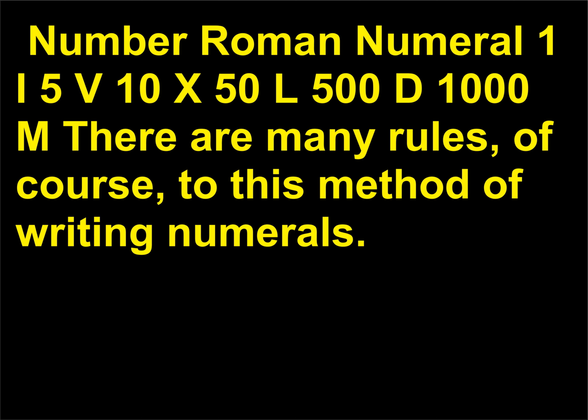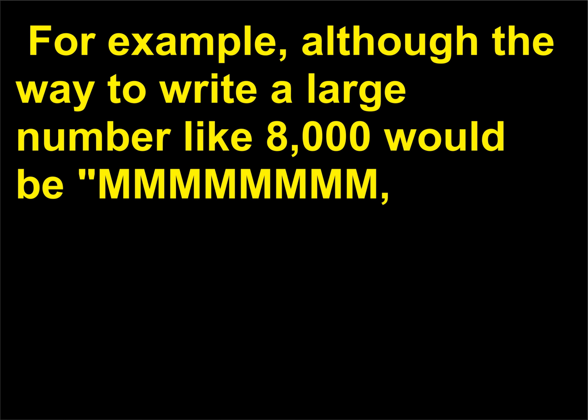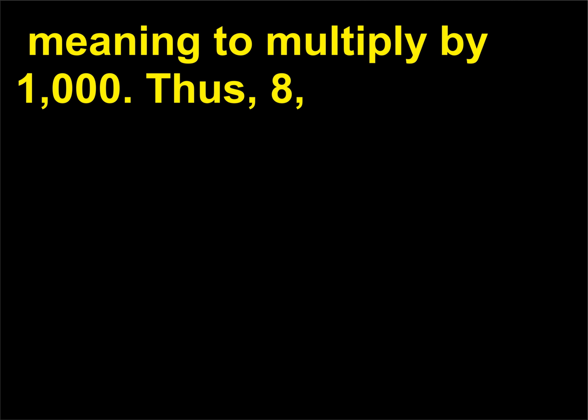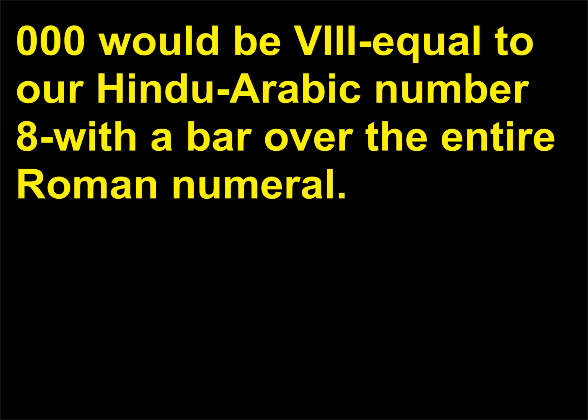There are many rules, of course, to this method of writing numerals. For example, although the way to write a large number like 8000 would be MMMMMMMM, this is very cumbersome. In order to work with such large numbers, one rule was to write a bar over a numeral, meaning to multiply by 1000. Thus, 8,000 would be our Hindu-Arabic number 8 with a bar over the entire Roman numeral.